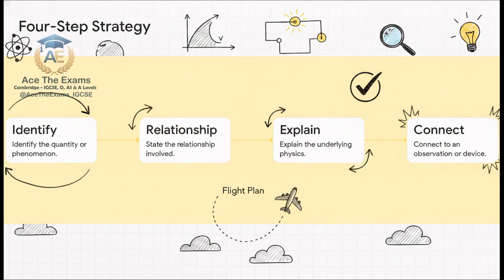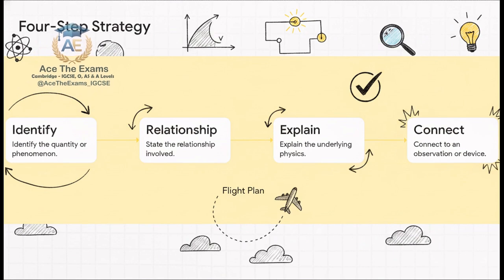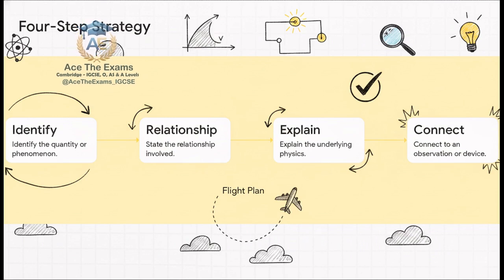Step 1, you clearly identify the quantity or the core phenomenon. Step 2, you explicitly state the relationship involved. Step 3, you explain the underlying physics of what's happening. And Step 4, you securely connect it to an observation, an experiment, or a real-world device. You must follow this flight plan precisely in that exact order.